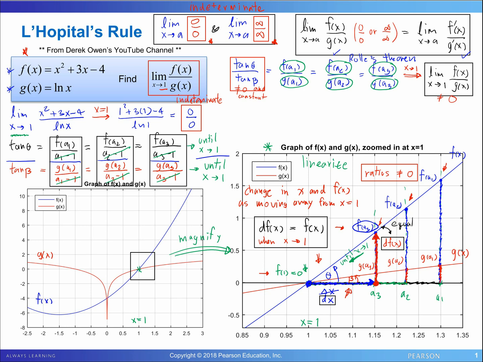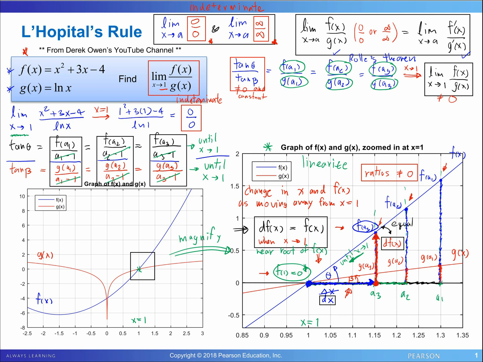You can also make a note down here that this happens when it's near the root of the function f of x. The root is when the function value is equal to 0, right here. At this point, we have this condition, d of fx equal to f of x. Now let's move up here.